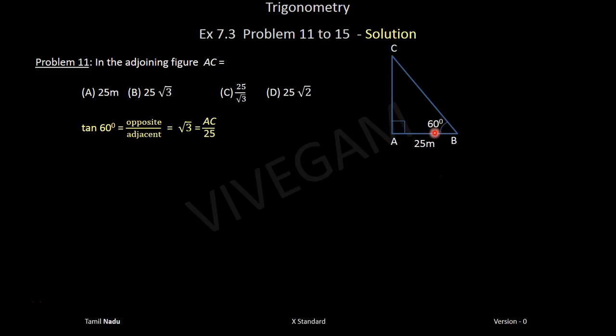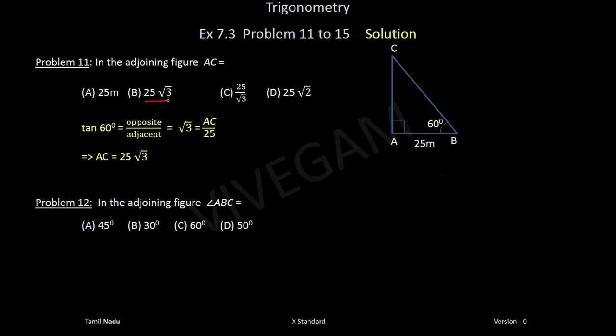Now we're using tan 60. Tan 60 is root 3, and the opposite side is AC divided by the adjacent side AB. So root 3 is AC by AB, or AC will be equal to 25 root 3, and that is option B. Right? Now let's go to the next one.